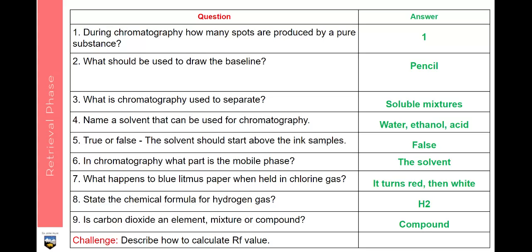Number 6, the mobile phase is the solvent. Remember, the stationary phase is the phase that doesn't move, which is just the paper. Number 7, if blue litmus paper is put into chlorine gas, it turns red, then white. The chemical formula for hydrogen is H2. It's diatomic. There are 2 hydrogen atoms joined together. Carbon dioxide, CO2, is a compound, and to calculate the Rf value, you do the distance travelled by the solute. Remember, the solute is the solid being dissolved, so the ink or the dye, divided by the distance travelled by the solvent.